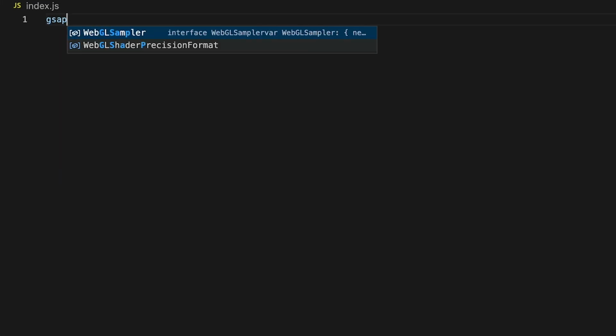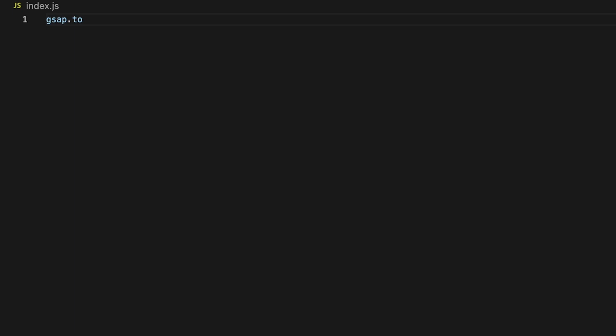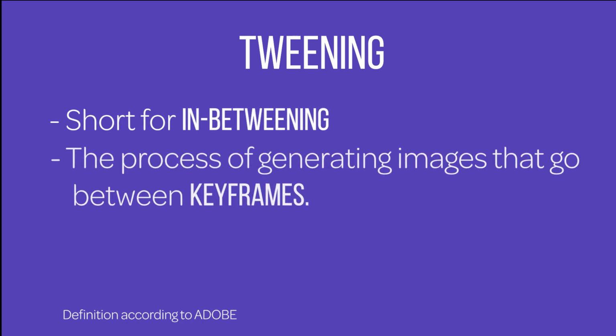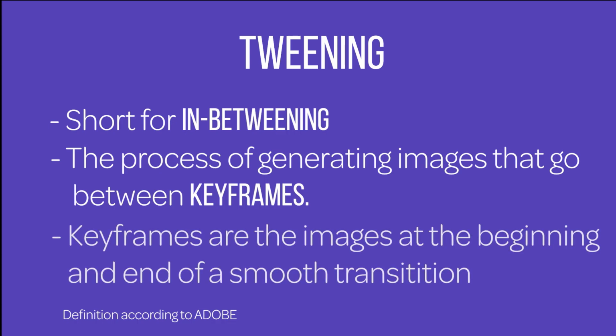The first function we are going to look at is the to function. As the name suggests, this function will move the selected element to the specified position. And this process is called tweening. Tweening in animation is a short for in-betweening, and it's the process of generating images that go between keyframes. Keyframes are the images at the beginning and the end of a smooth transition. We will learn most of the properties of this element as we move forward.